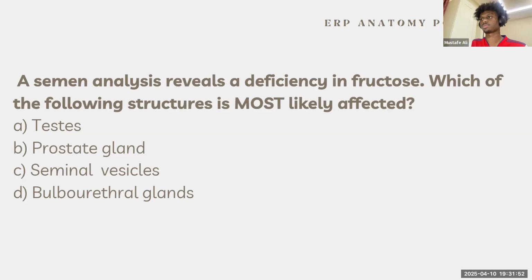Let's move on. A semen analysis reveals a deficiency in fructose. Which of the following structures is most likely affected? What do you guys think? The answer is C, the seminal vesicles.